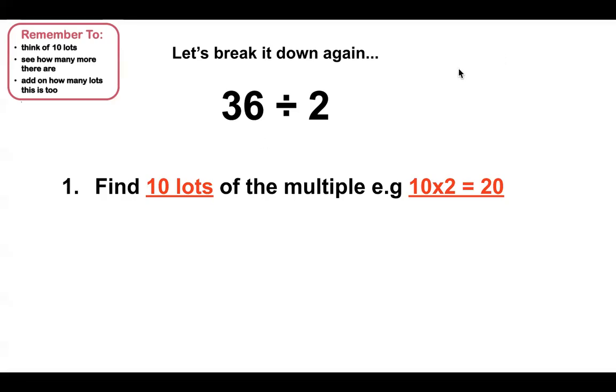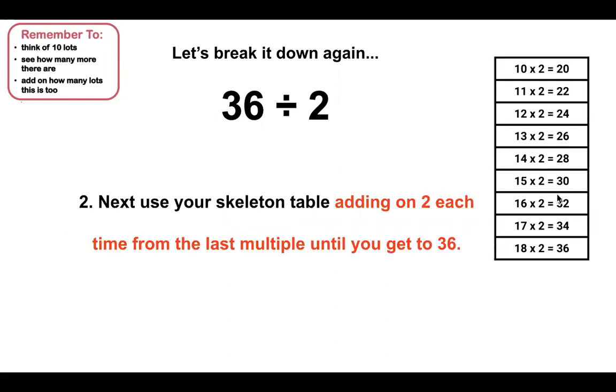Let's break it down again. 36 divided by 2. First step, find 10 lots of the multiple that we are dividing by. We are dividing by 2, so I need to find 10 lots of 2, which give me 20. Next, use the skeleton table, adding on 2 each time from the last multiple until we get to 36.